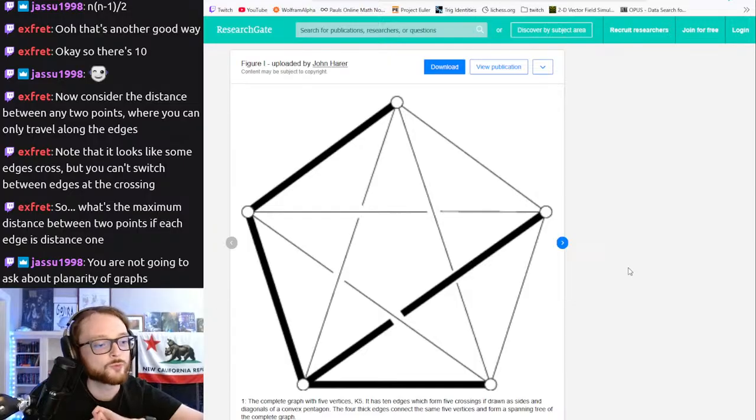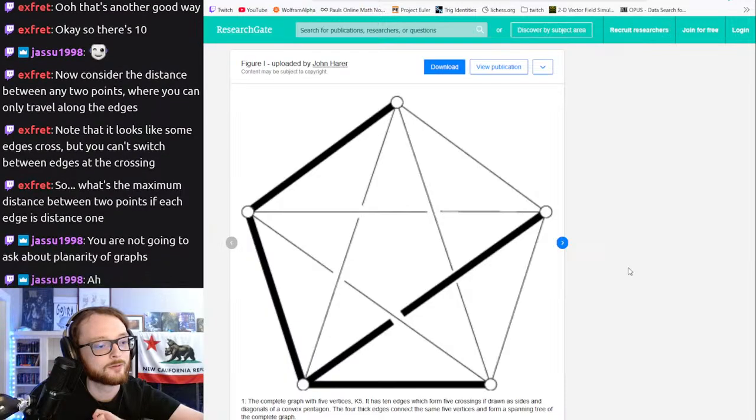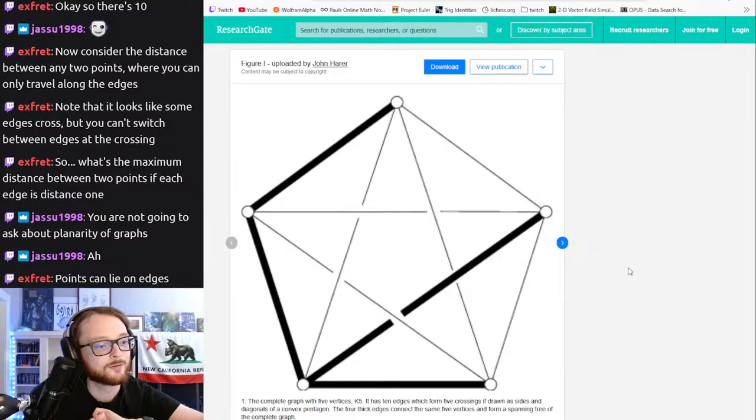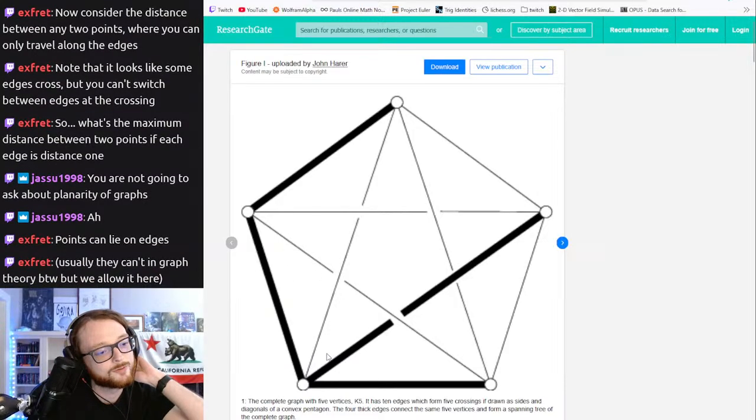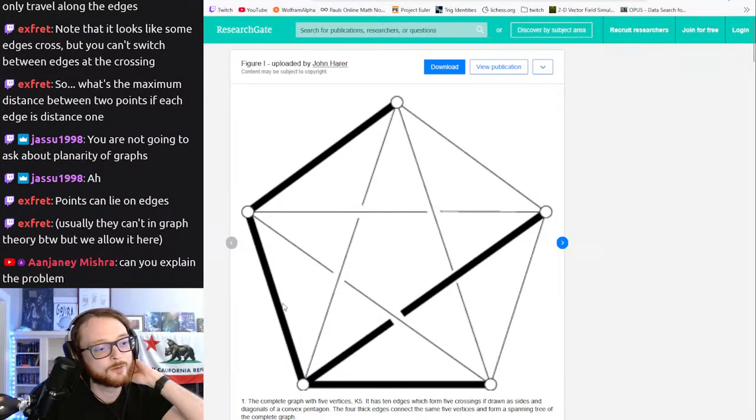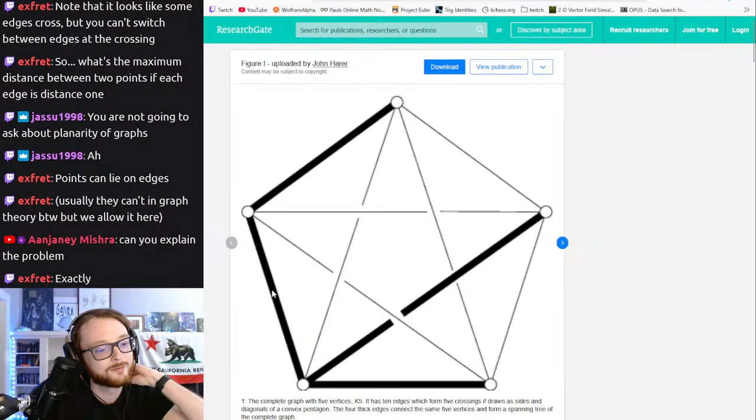What's the maximum distance between 2 points if each edge is distance 1? Points can lie on edges. Usually in graph theory it's not so, but I could have a point halfway through this edge if I wanted. Oh, that's weird. Okay.